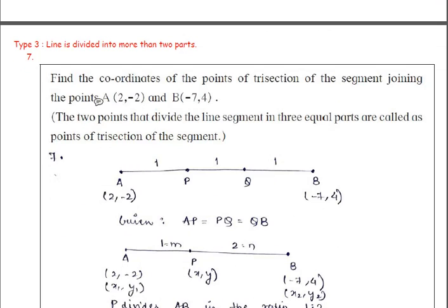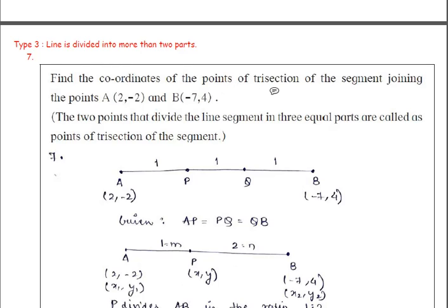Now we move to the third part, which is a little complicated question, lengthy but not very difficult. In this type of question, the line is divided in more than 2 parts. क्या मतलब? अभी तक हमने जो सेक्शन फॉर्मूला किया उसमें एक लाइन होती थी AB, एंड बीच में एक पॉइंट होता था जो आपकी लाइन को 2 पार्ट्स में डिवाइड करता था. बट हियर द लाइन विल बी डिवाइडेड इन मोर देन 2 पार्ट्स. लेट्स सी द फर्स्ट क्वेश्चन.